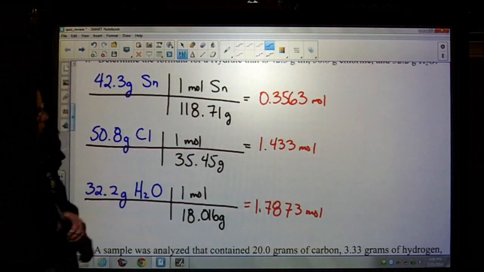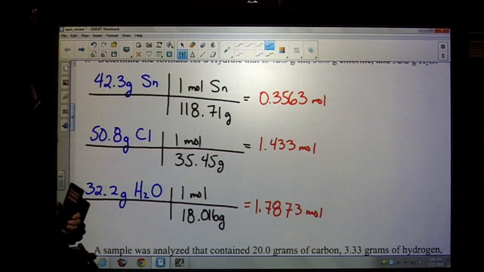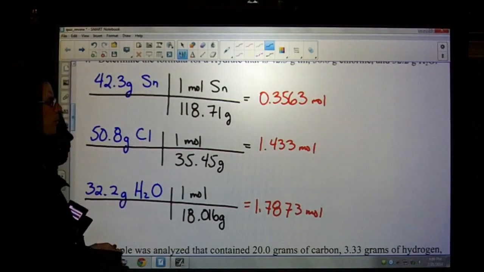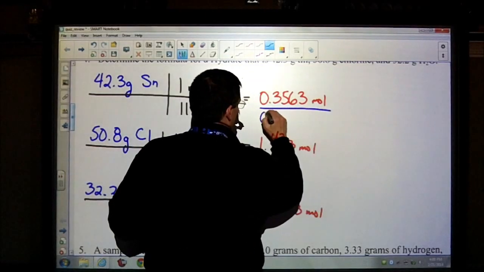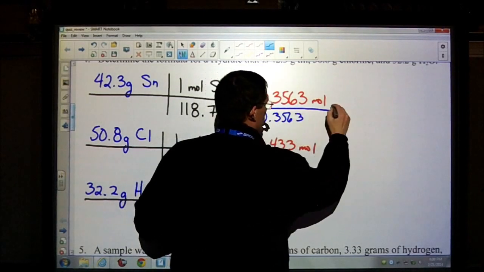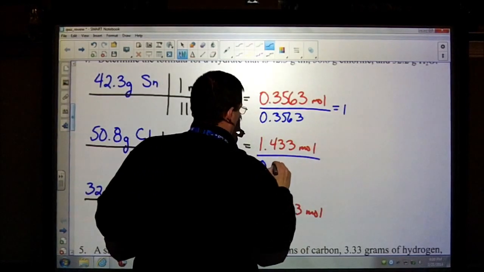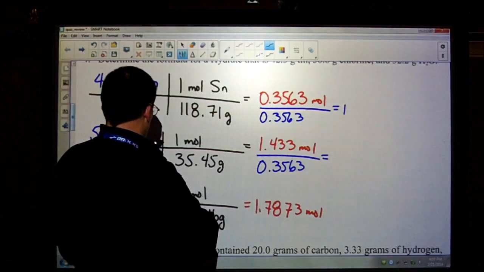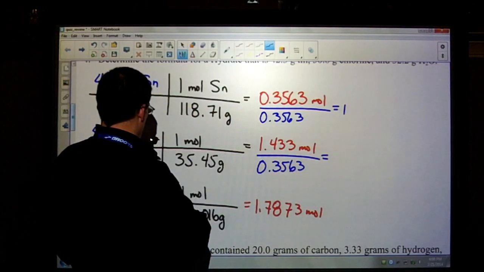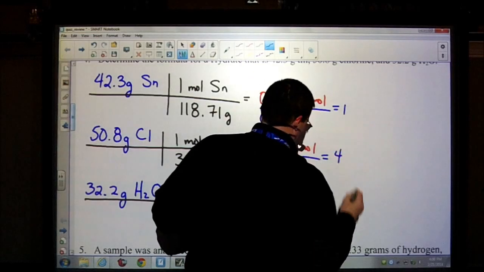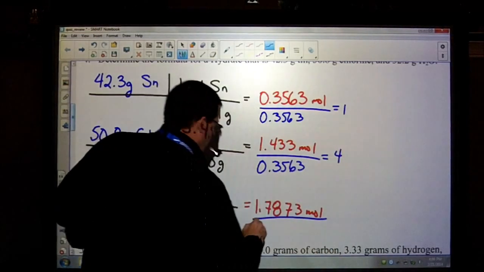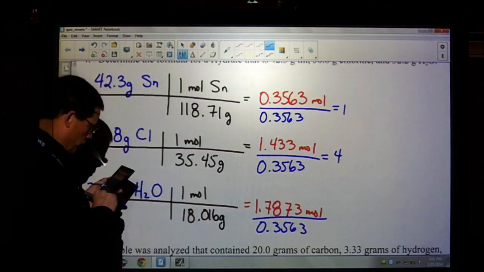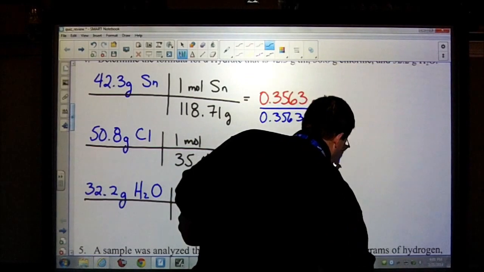All right, so what we want to do is, again, we're trying to get a ratio, and what's neat about this ratio is this ratio will give us our formula for this tin chlorine compound. So we'll divide everybody by this number, which seems to be the smallest, 3.563. That actually equals 4.021. So we'll say that's a 4. And we'll divide everybody by 3.563. So 5.01. So I think that's pretty safe to say that's a 5.